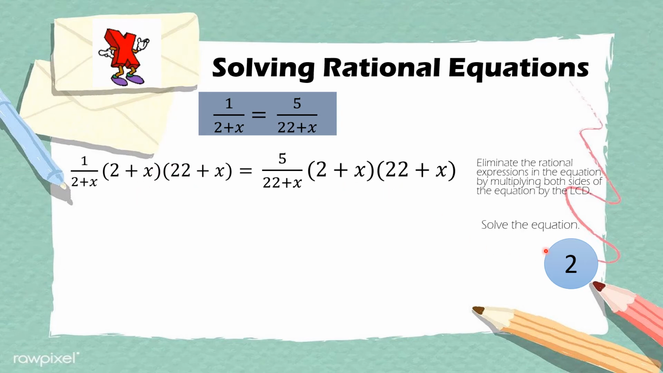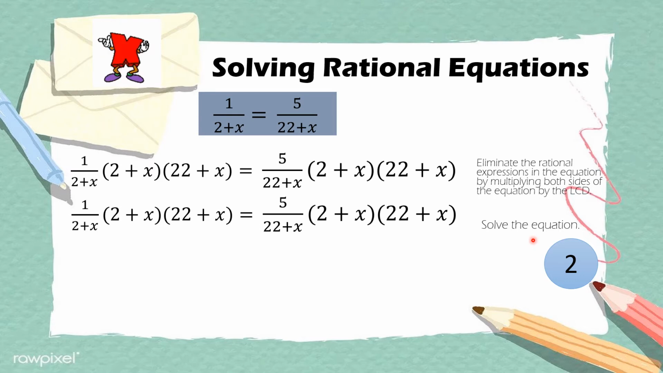So, second step, solve the equation. You can actually cancel out 2 plus x and 2 plus x. Why? Because 2 plus x divided by 2 plus x is 1. Multiplied by 1 is 1. Multiplied by 22 plus x is 22 plus x. Next, we can cancel actually 22 plus x and 22 plus x. So 22 plus x divided by 22 plus x is 1. Multiplied by 2 plus x and multiplied by 5.